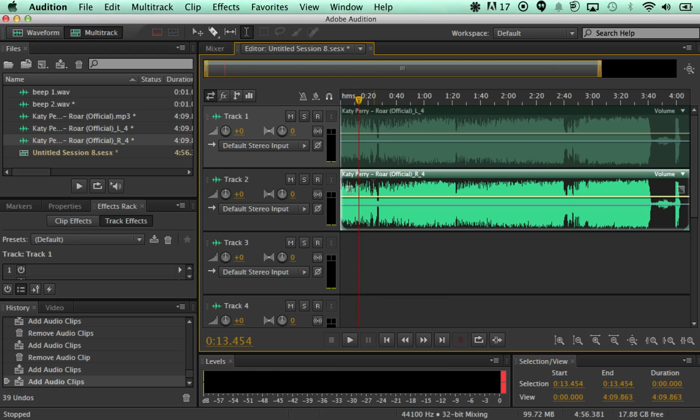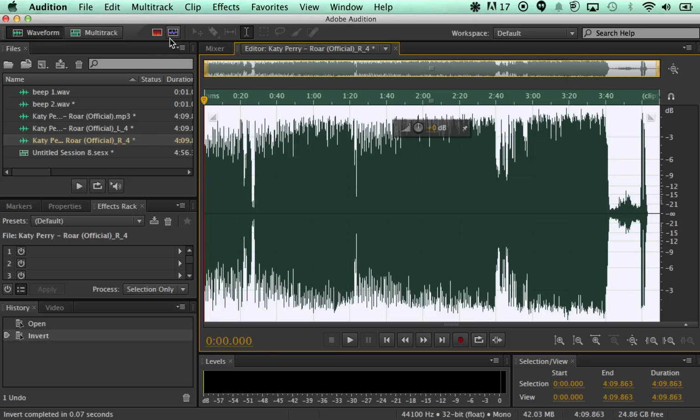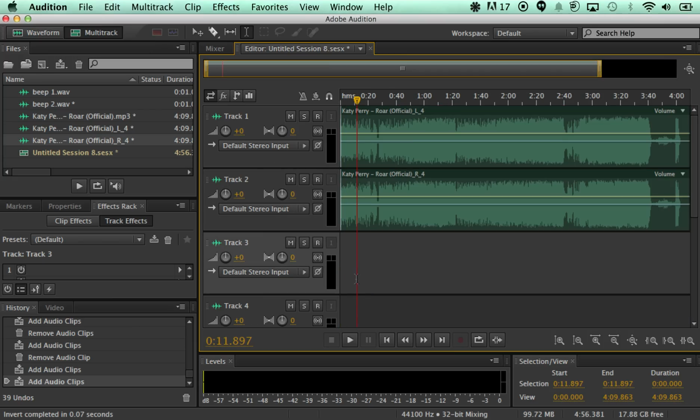Right? But if I were to go into one of them and invert it, effect, invert, turn it upside down, what was negative is now positive, what was positive is now negative, and I play these two together.